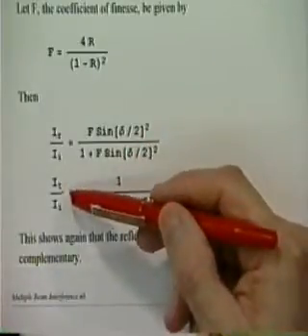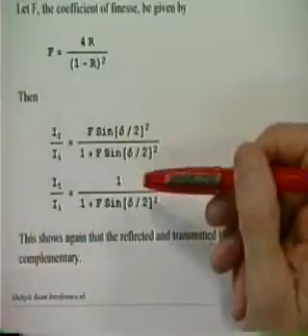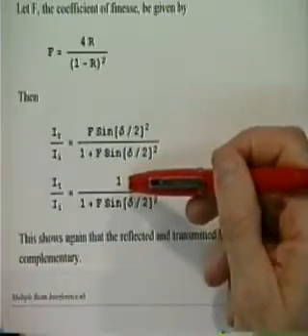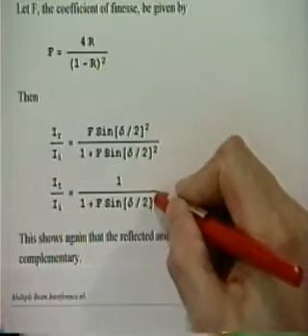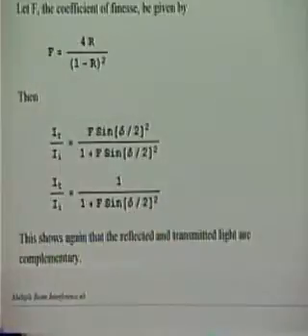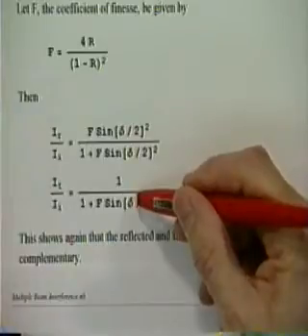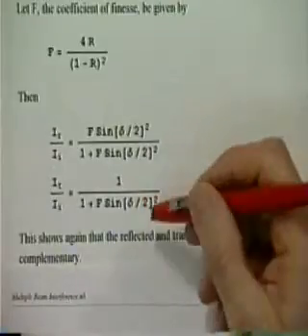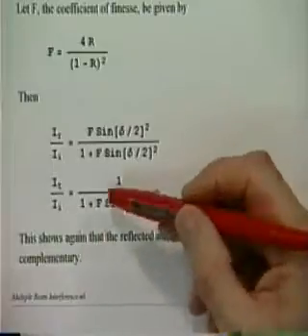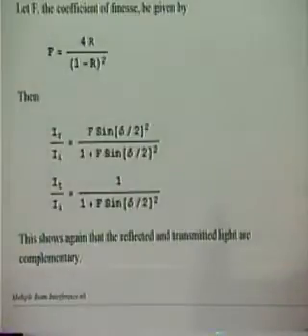I sub t over I sub i goes to 1 for all values of r, independent of r, when this sine squared is equal to 0. But I sub t over I sub i goes to 0 only in the limit that r goes to 1. In the limit r goes to 1, f is going to become a very large number, and this is going to go to 0. Okay.